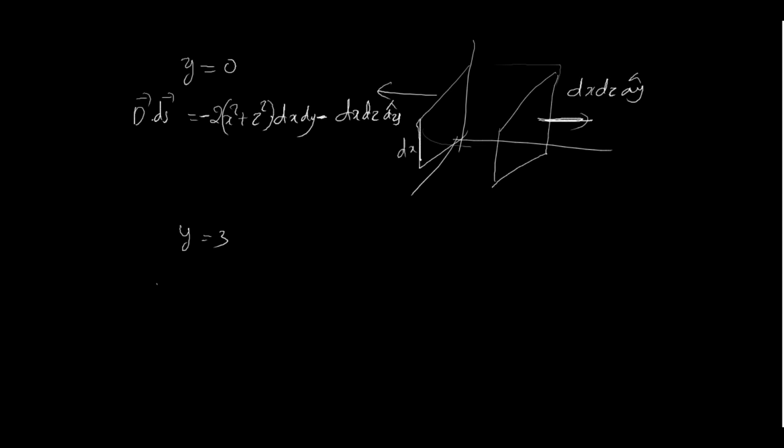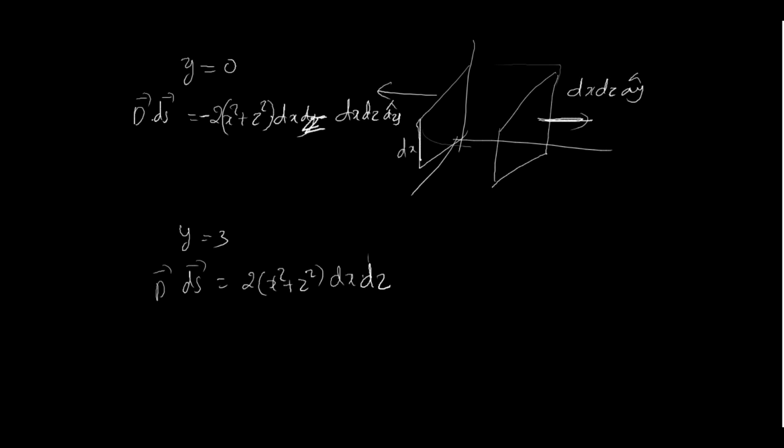We don't have a y term here to substitute y equal to 0. So similarly, D dot dS in this case will be, this is minus, so in this case it will be plus 2x² plus z², not dy, it is dx dz, so this will be dx dz.